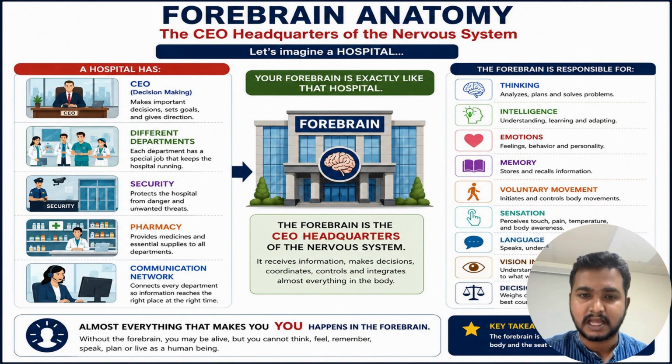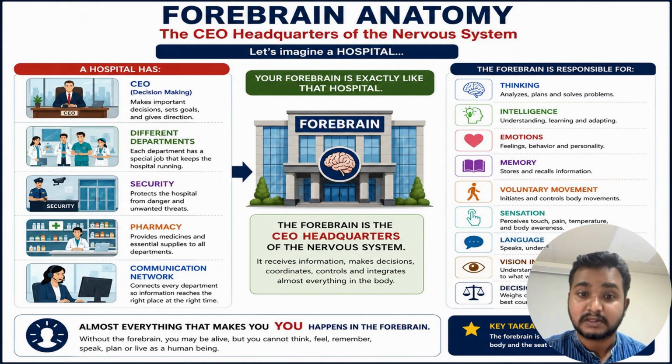Before we dive into the anatomy of the forebrain, I want you to forget all the complicated names you've heard: cerebral cortex, thalamus, basal ganglia, internal capsule. We'll get to those later. First, let's understand the big picture. Imagine that your body is a large hospital. Every hospital needs someone to coordinate thousands of activities happening at the same time.